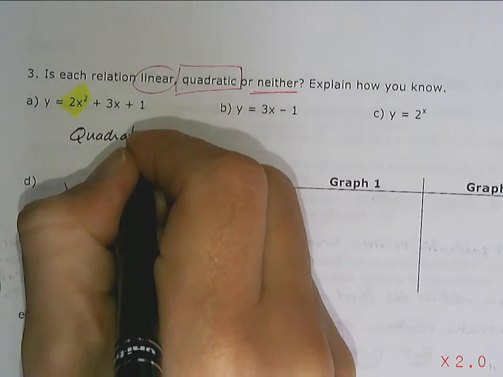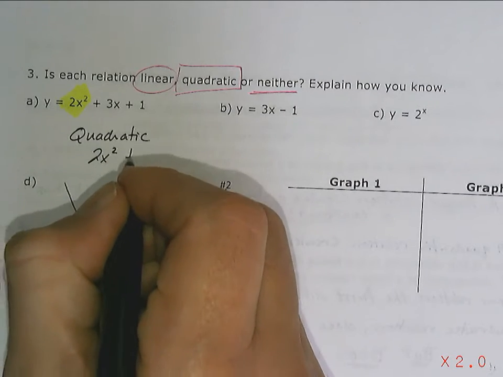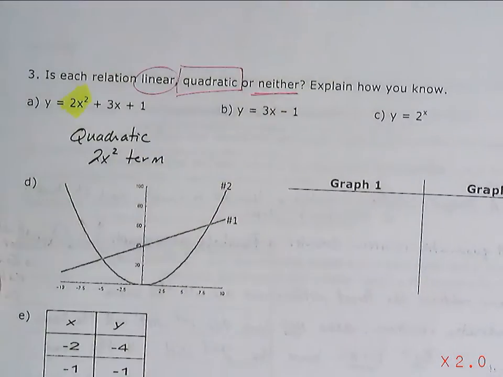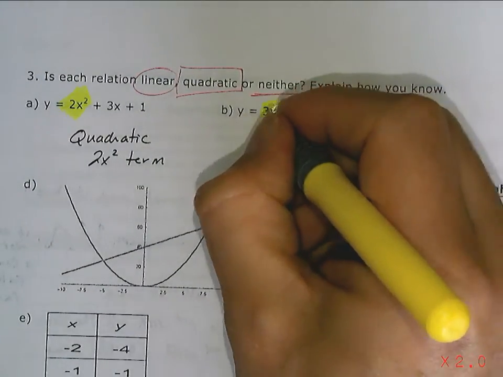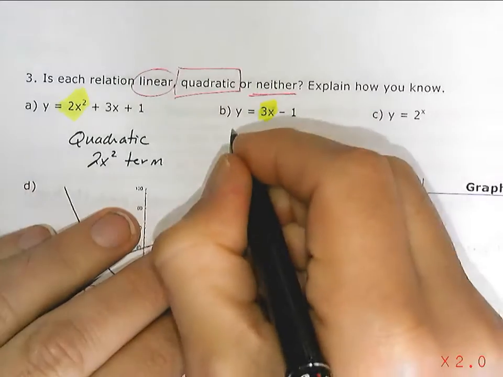quadratic. And how do I know? Because of the 2x squared term. That's what makes it quadratic in this case. Take a look at this one. I don't have an x squared term. The largest degree I have there is a 3x. That makes this linear.